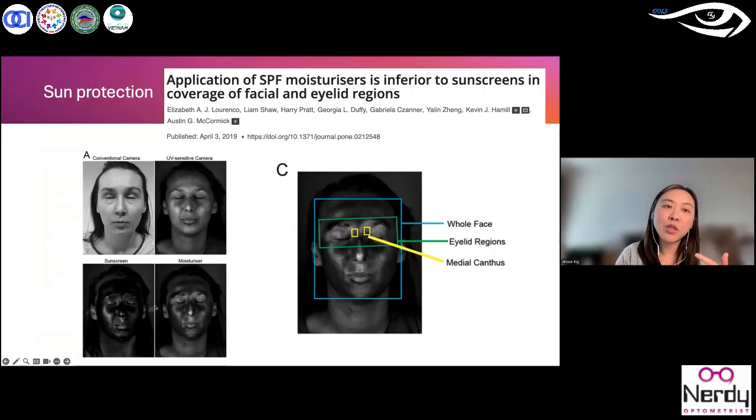And what they did is they had the patients apply these products and took photographs of them under a UV camera. So this is the UV sensitive camera compared to a normal camera, and this is the UV camera with sunscreen on, an image there, and then an image with the UV camera with just the SPF moisturizers. And what they found was that the application of moisturizer SPF was significantly worse than sunscreen because patients missed more areas. And what was the area that was missed the most was the eyelids, and the eyelid regions, particularly in the area of the medial canthus, was particularly affected.